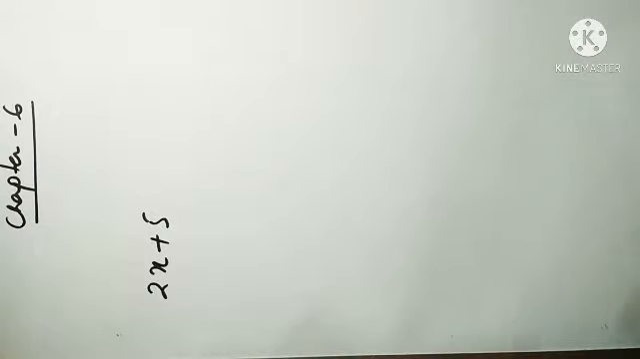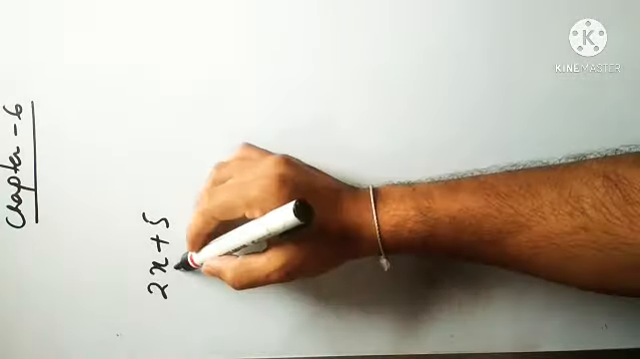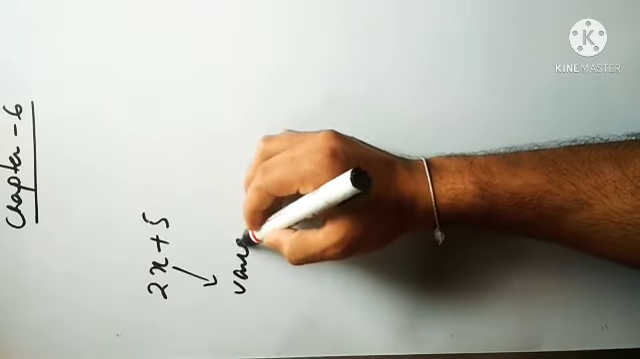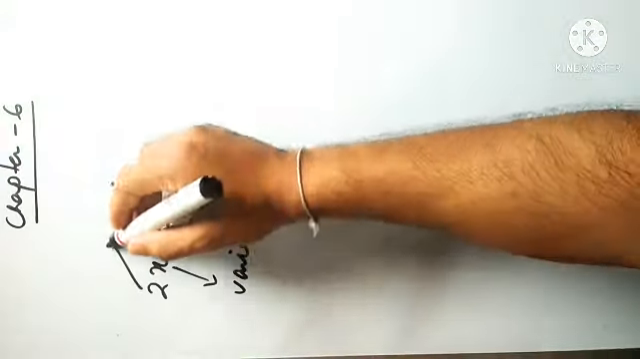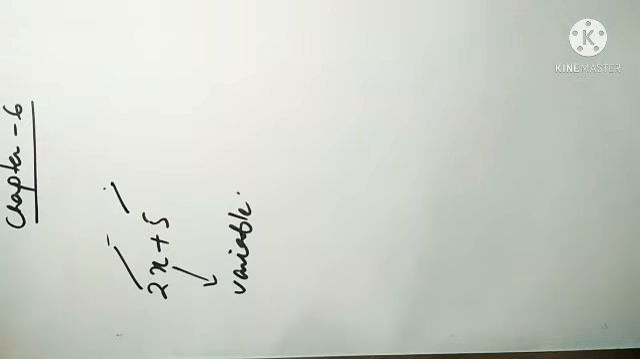This is a simple example of an algebraic expression. Here I find both numbers and variables. Here the variable is this x, and this 2 and this 5 are constants. This is simply an algebraic expression, and let us remind some of the important terms which we might use in the later part of the chapter.